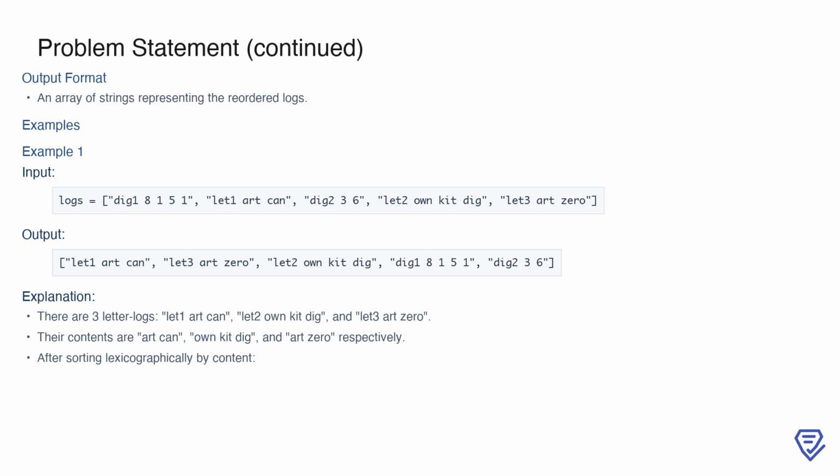The contents are art_can, own_kit dig, and art0. These are sorted lexicographically, so art_can comes first, followed by art0, and then own_kit dig. The digit logs remain in their original order. Therefore, the final output is let1 art_can, let3 art0, let2 own_kit dig, dig18151, dig236.